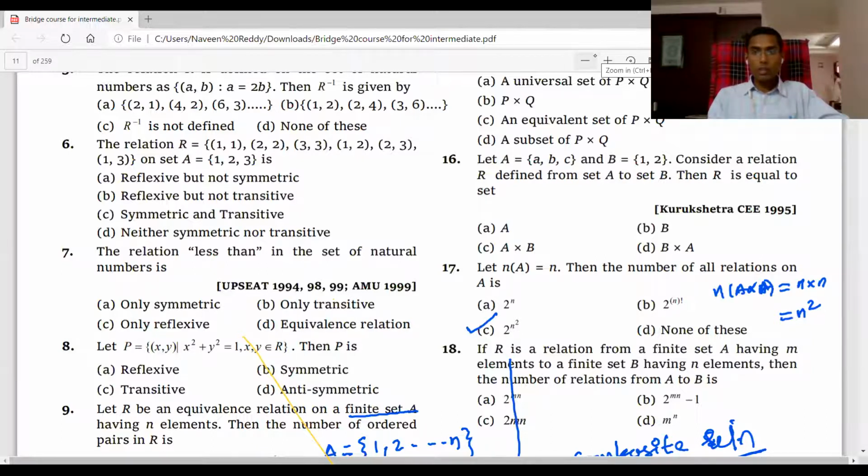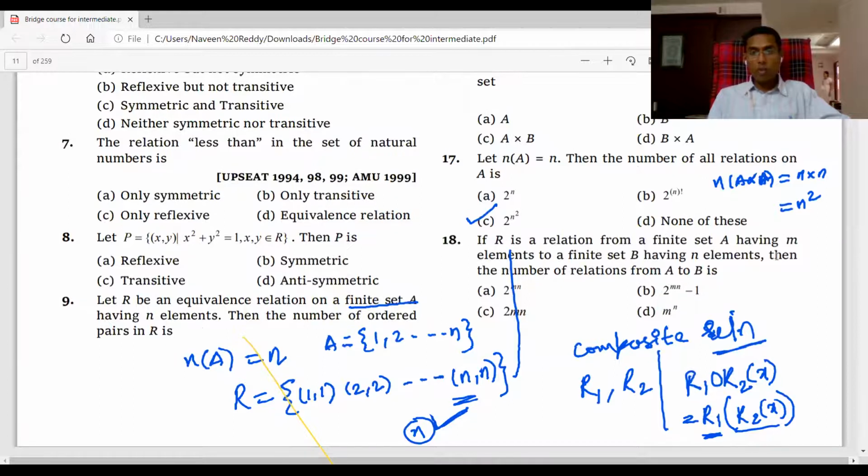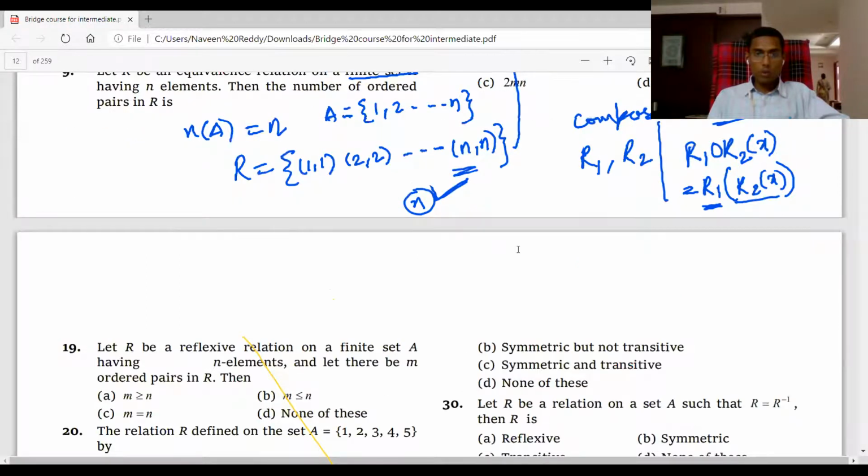All right, next. A relation from A, a finite set A having m elements, to B having n elements: the number of relations from A to B is 2 to the power of m times n. Already we discussed that one.